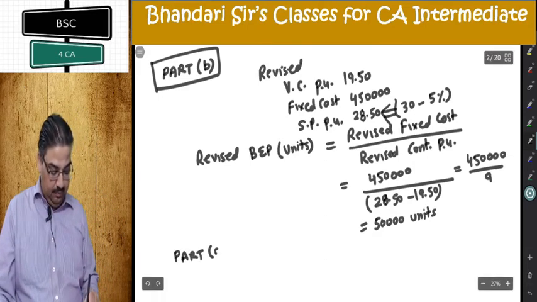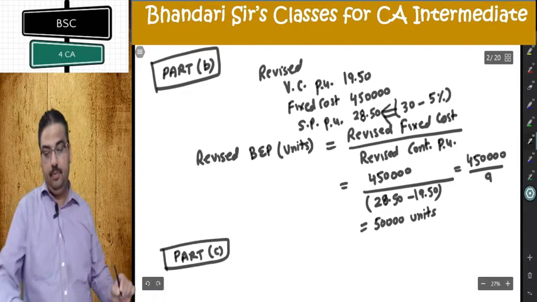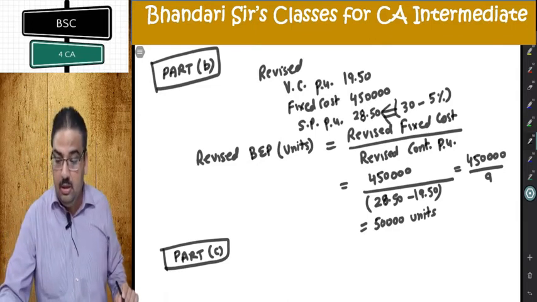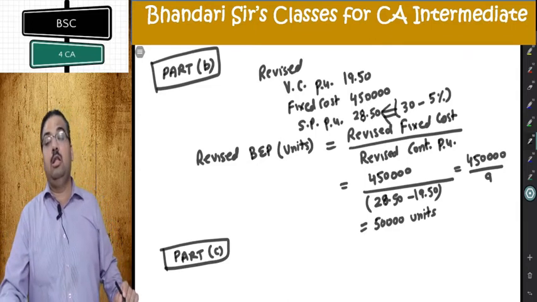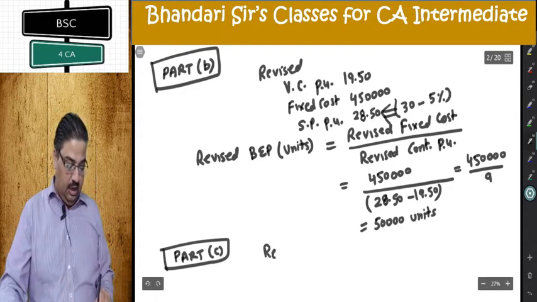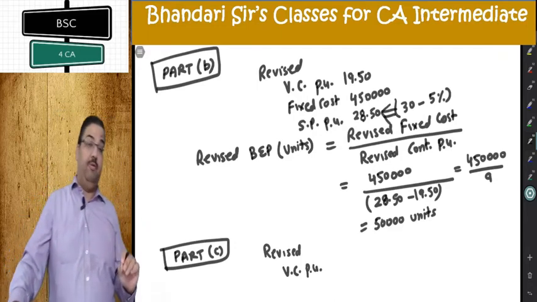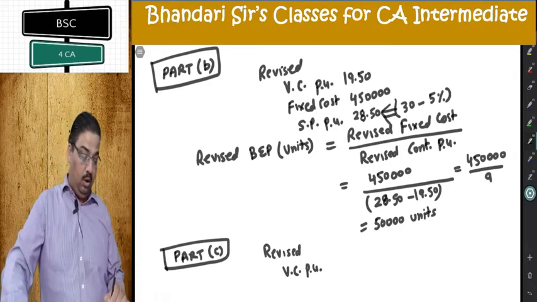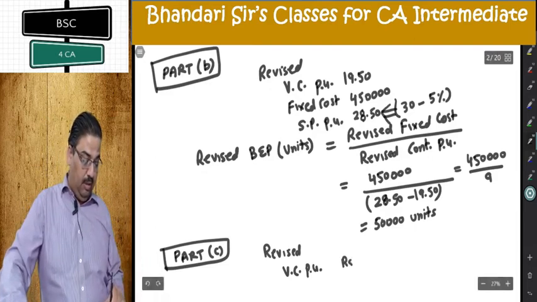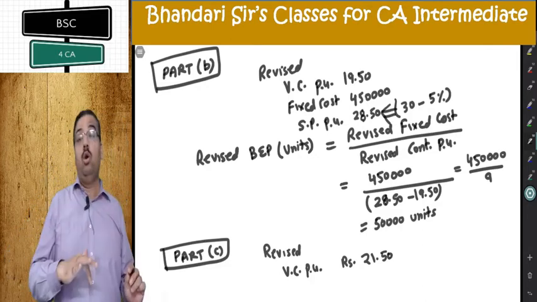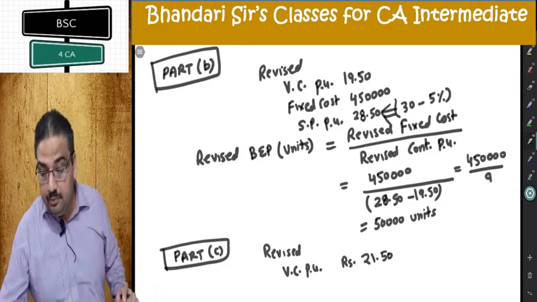Part C. It is proposed to pay store manager 50 paisa per pair as further commission. Again revised data comes. You are paying him commission earlier 1.50, now you are going to pay 50 paisa more. So variable cost per unit will become rupees 21.50. Earlier was 21, original data. 50 paisa more. So it becomes 21.50.